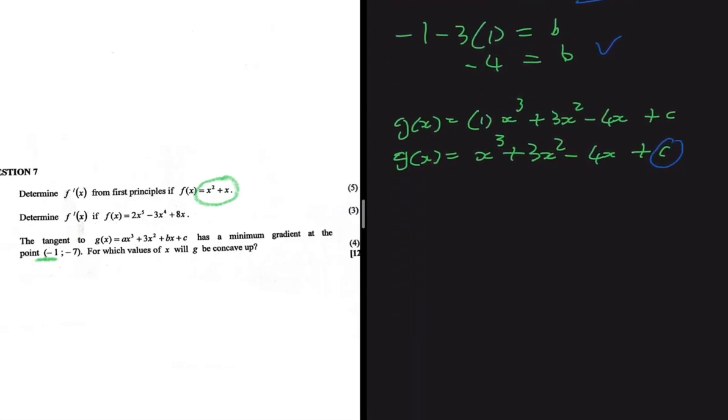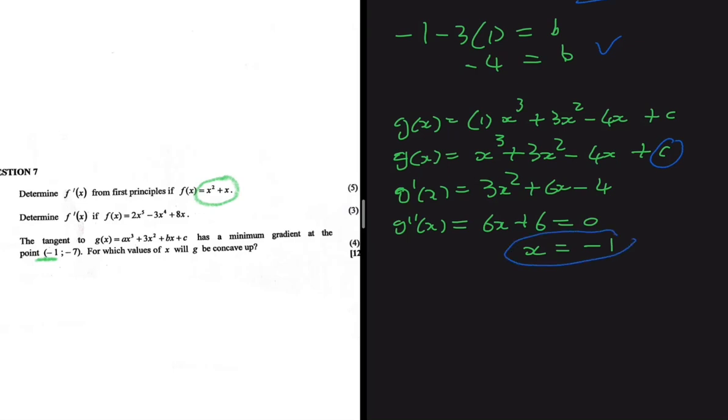So if we derive this twice in an attempt to find the point of inflection, we're going to say that g prime of x will be equal to 3x squared plus 6x minus 4. And then we derive it again, we get 6x plus 6, and this is equal to 0. So it should be easy to see now that x will be equal to minus 1. So our point of inflection is minus 1.